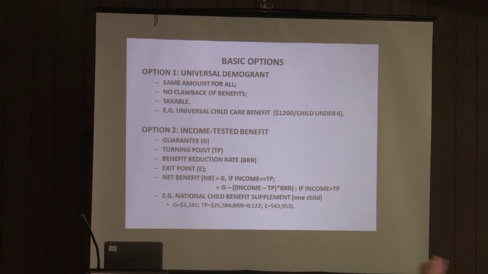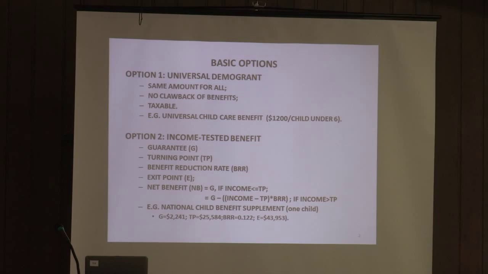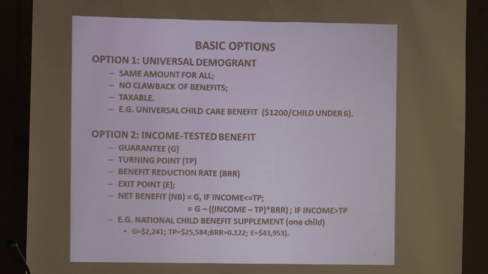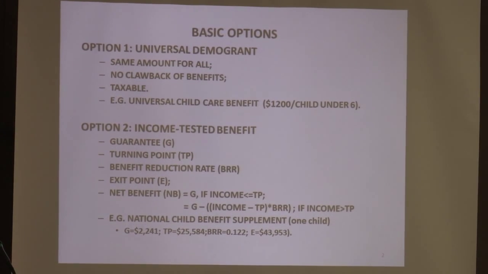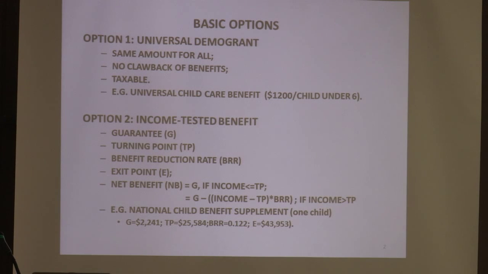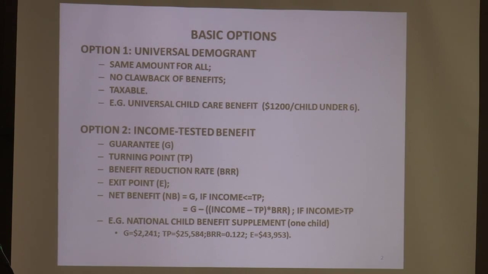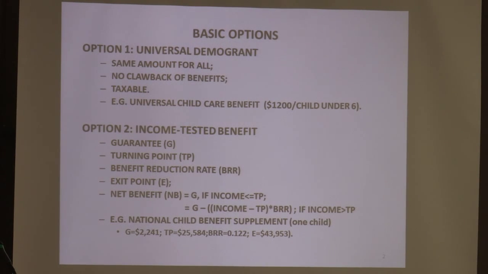This design is obviously more complex. You have a guarantee, the maximum amount you get in the absence of any other income. There's a turning point at which that income starts getting clawed back. The rate at which it gets clawed back is the benefit reduction rate. And then the exit point is the level of income at which the benefit disappears. So the net benefit is equal to the guarantee if your income is below the turning point, and if your income is above the turning point, it's the guarantee minus the amount by which your income exceeds the turning point times the benefit reduction rate.